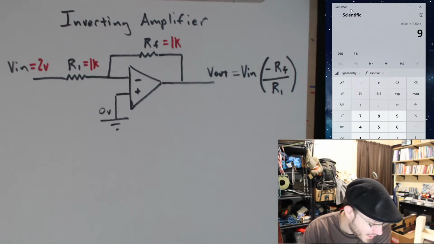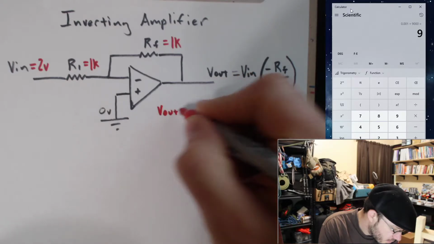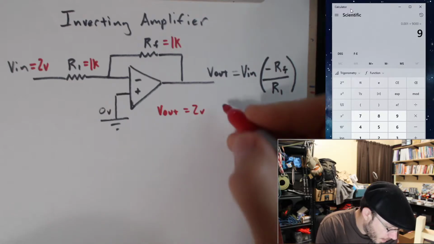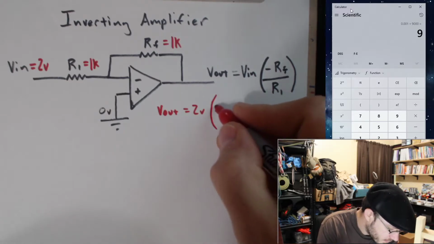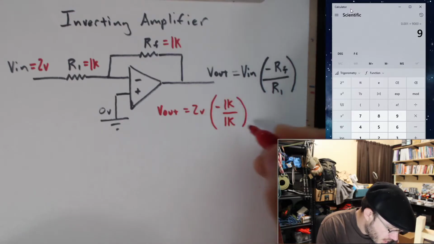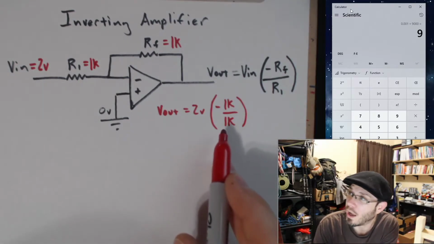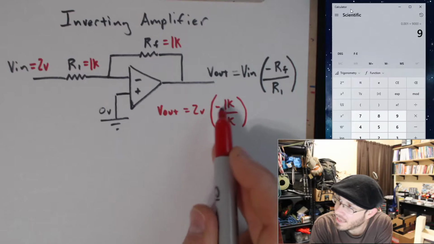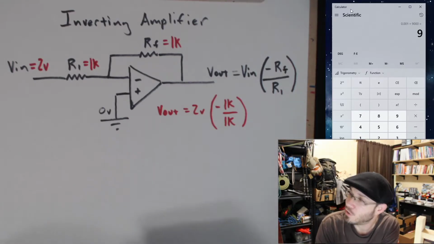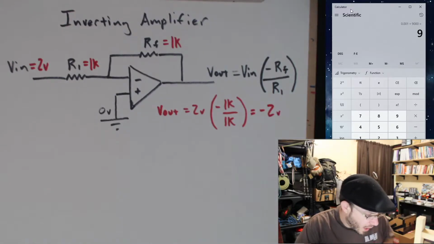Okay, so according to the equation, V out should be equal to 2 volts. Well, 1K divided by 1K should be 1, so we have a gain of 1. However, we have that minus sign here, so it's minus 1. So 2 volts times minus 1 gives us minus 2 on our output. Okay, is this true?